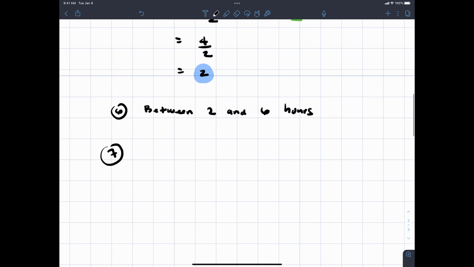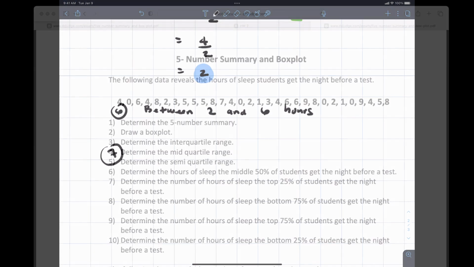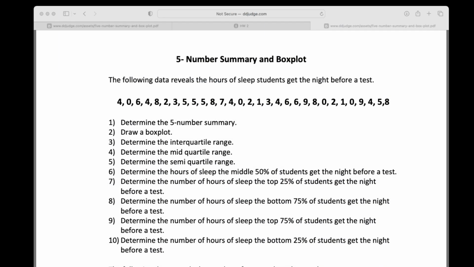What was the next question? I know my Stream Deck isn't working. I don't want to take time to fiddle with it. So let's go back to the browser. Now, what's the question? Determine the number of hours of sleep that's in the top 25% of that students get the night before a test. What do you think they mean by the top 25%?